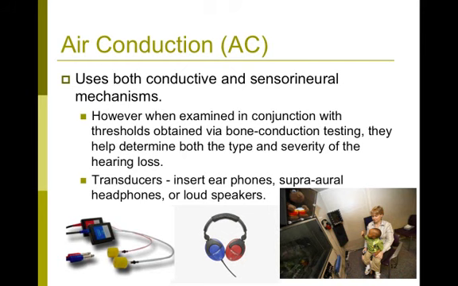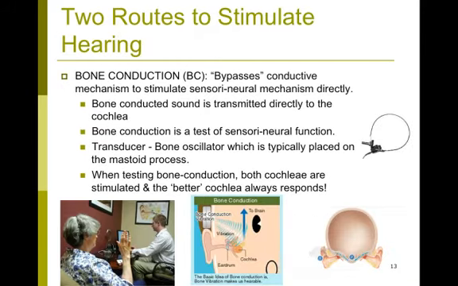in one ear. So when you're testing through bone conduction, you're essentially bypassing the conductive system. Namely, you're bypassing the external ear and the middle ear and directly testing the sensory neural system, namely the inner ear and the auditory nerve. So bone conduction is a test of the sensory neural function. And typically we test bone conduction using a transducer known as a bone oscillator or a bone vibrator, and we do so by placing this bone vibrator on a person's mastoid.